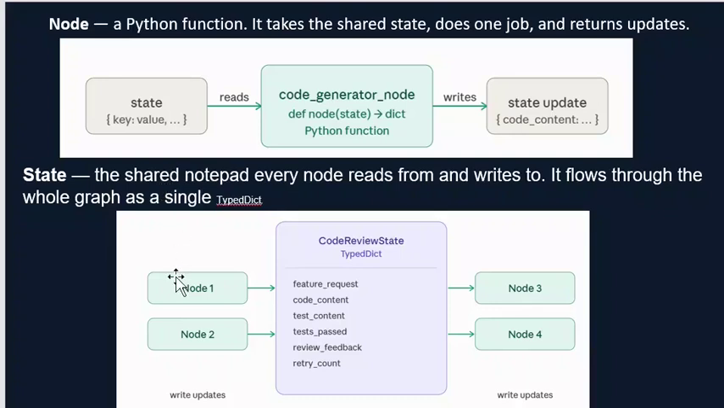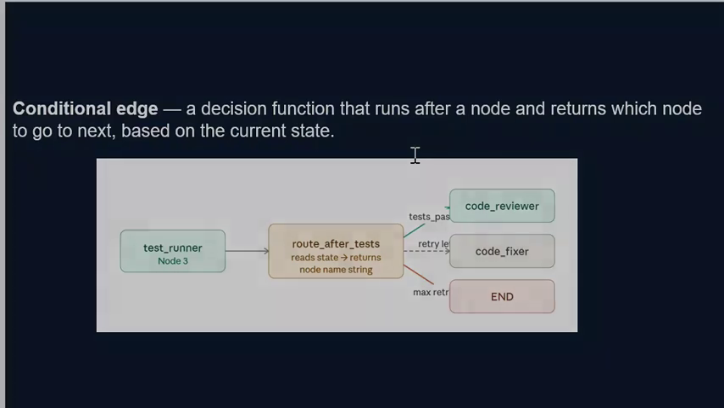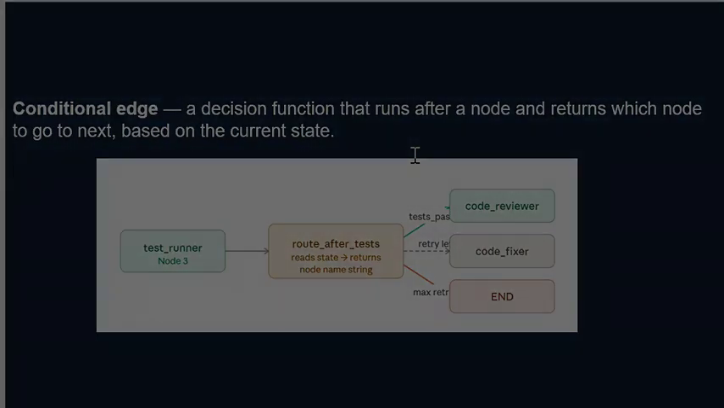So we have nodes called coder and reviewer, and various other nodes. And the conditional edge is kind of an arrow. It decides which node to go to next. It's a decision function that runs after a node and returns which node to go to next, based on the current state.